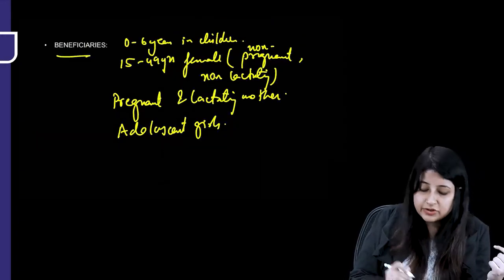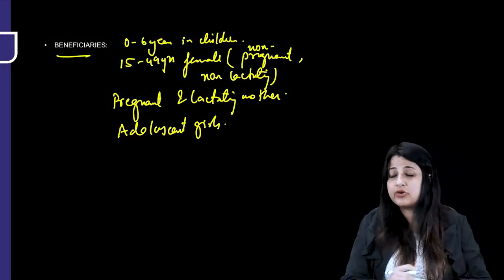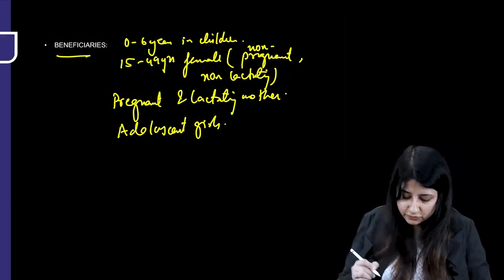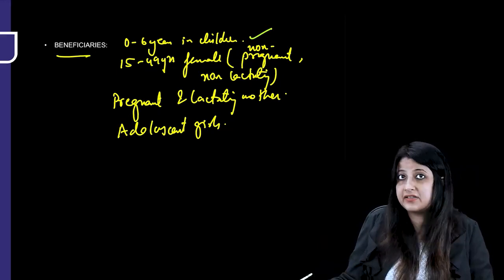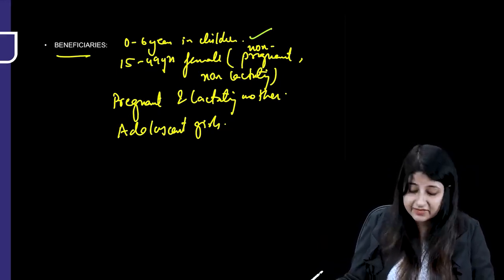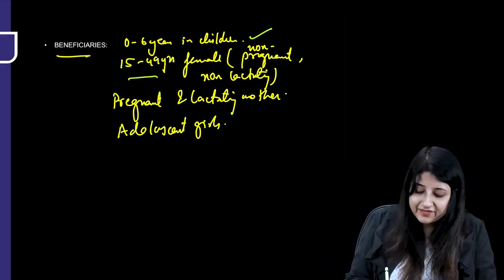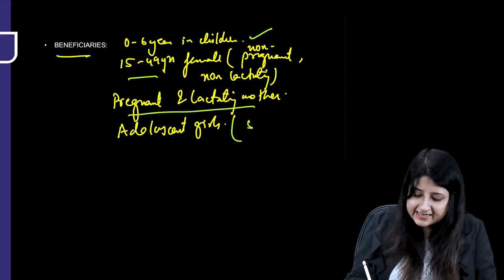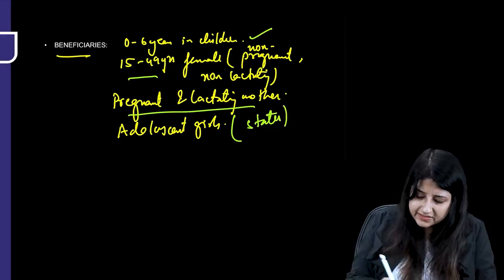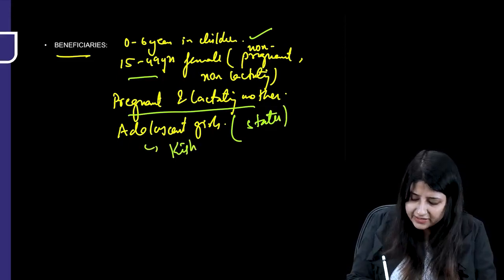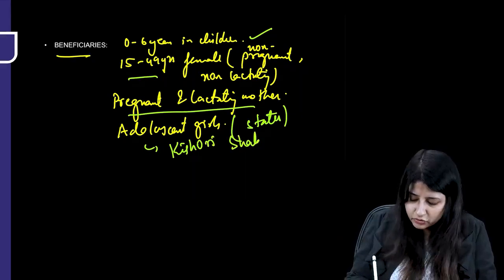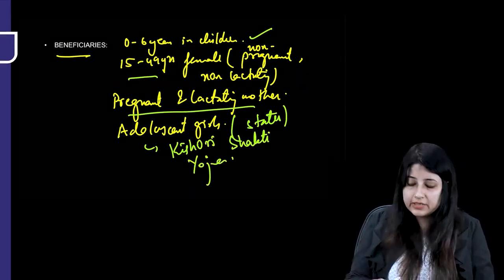Who are the beneficiaries? So what are we providing them? A lot of services which you will see in the next slide. But to whom are these services being provided? 0 to 6 years children, not 0 to 5 years. 15 to 49-year females, non-pregnant, non-lactating, pregnant and lactating mothers, and in certain states, adolescent girls. Particularly, the initiative for adolescent girls under ICDS is known as what? Kishori Shakti Yojana.